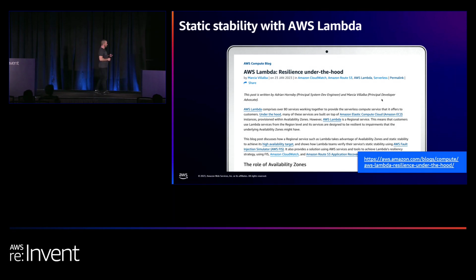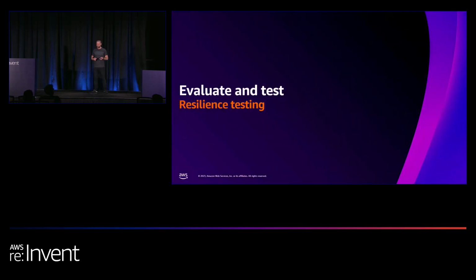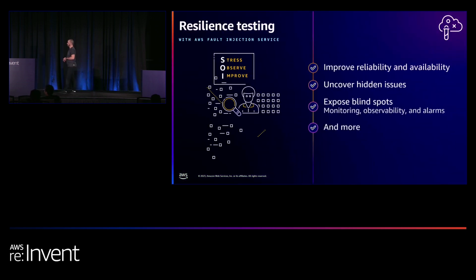Which leads me to the second part, which is evaluating and testing. Because fault isolation boundaries are great, but how do you evaluate and test them? Traditionally, we've talked a lot about fault isolation boundaries, but it's been quite difficult for customers to test those fault isolation boundaries. You were left trying to do it on your own, which is not easy. So a few years ago, 2 years ago, I think, we launched a product to do resilience testing, which we'll talk a little bit about.